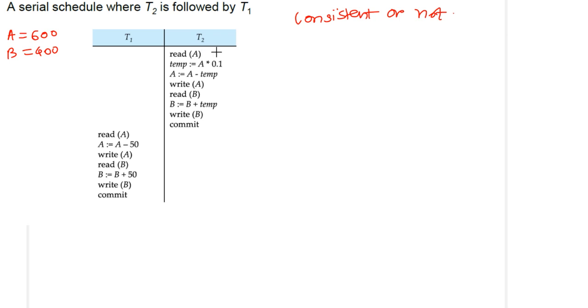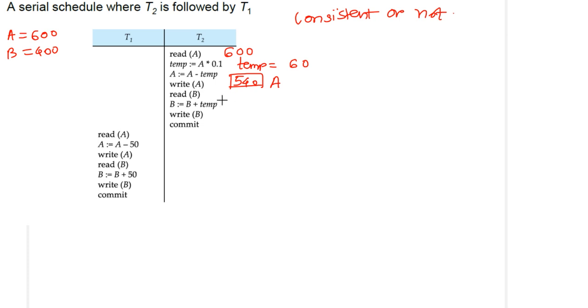Okay, so take the values of the variables, that is read A, so A is equal to 600, right? Temp is equal to, now temp here will be 60, right? So A is equal to A minus temp, so 600 minus 60, that will be 540. So that is the write A, so the A value will be 540.